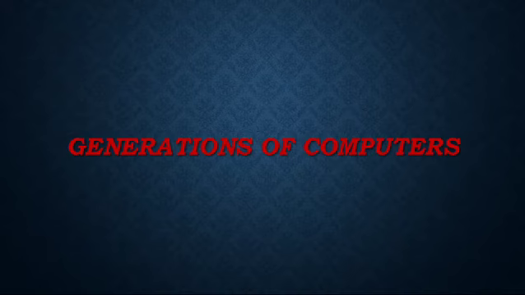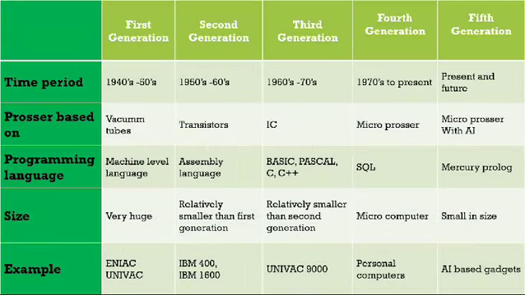Next, generations of the computers. There are 5 generations of the computers. Let us see the first generation of the computer. The first generation of the computers is from the 1940s to the 1950s. Vacuum tubes are used in first generation computers for the processors. Machine level language is used in first generation computers. And the first generation computers are very huge in size.